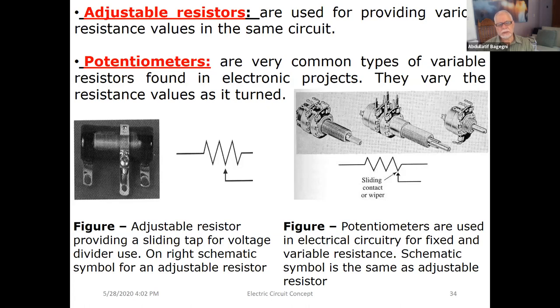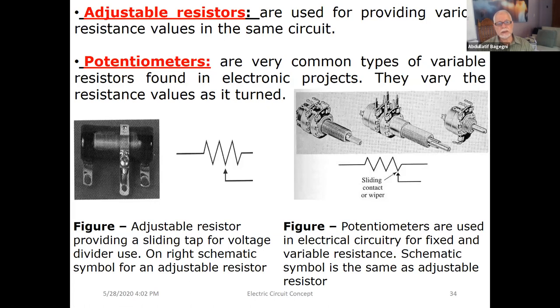There is another type which is very similar to the adjustable resistance. This is the adjustable resistance here. It's a little bit large. This is for high power, and there's a slide here. By moving the slide back and forth, you will be able to adjust the value of the resistance, which leads to controlling the amount of the current flow through the load, as I mentioned.